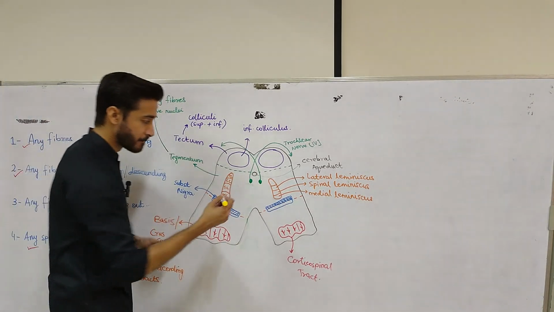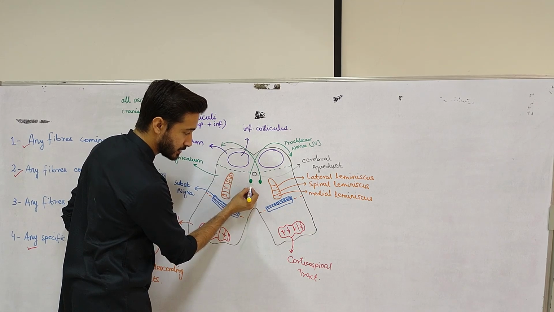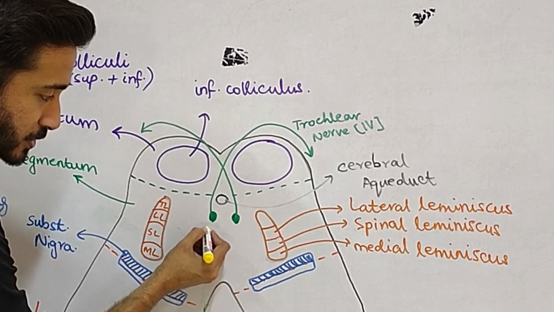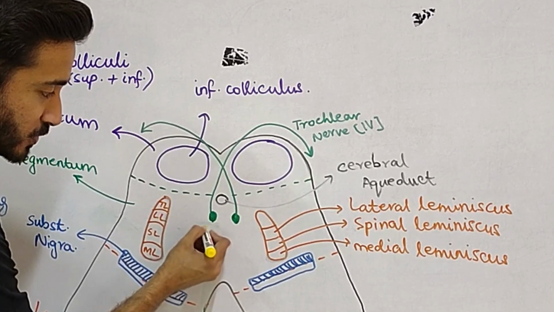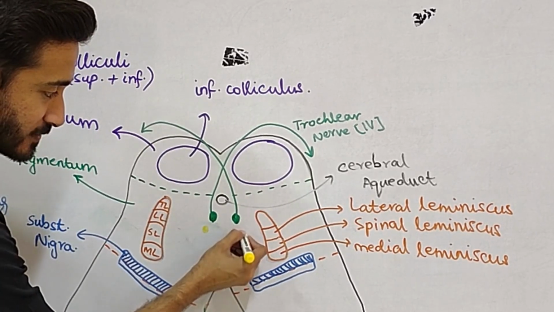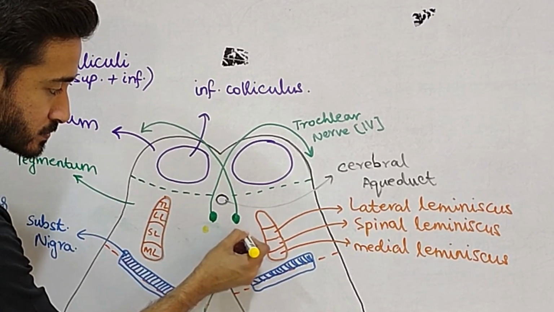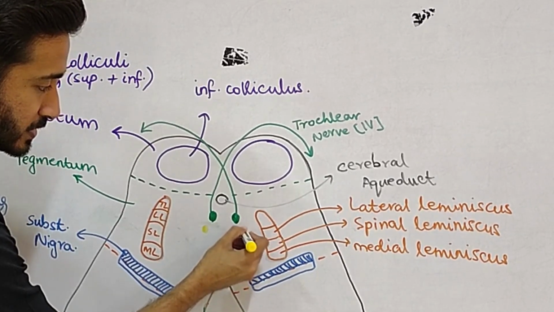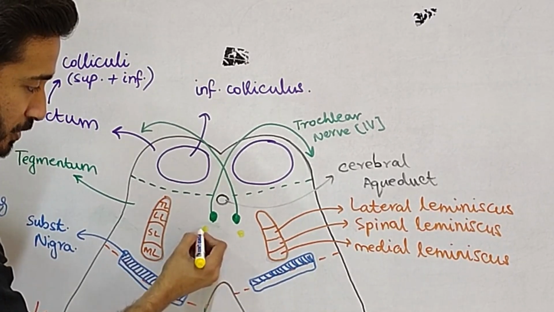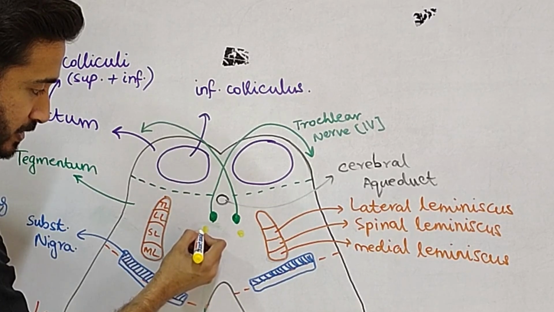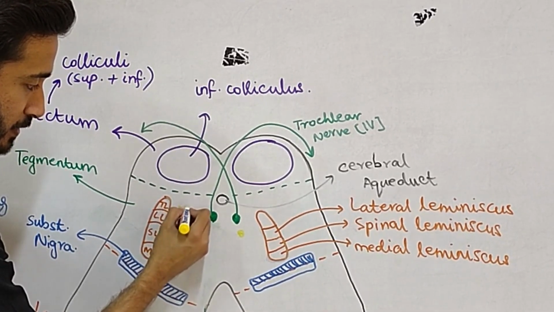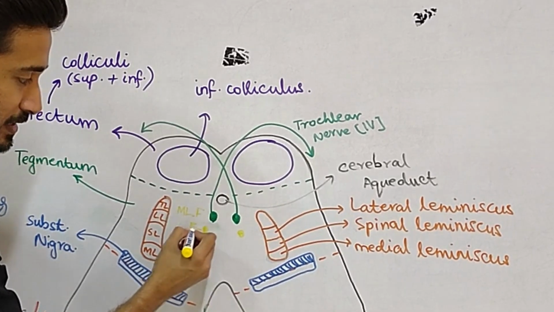Let's draw that with yellow. So some books say that it's anterior to this, some books say it's posterior to this, but you just need to show them that you have the knowledge that this is going to be present at this level. Right? So this yellow structure is going to be the medial longitudinal fasciculus. So let's label that as medial longitudinal fasciculus, MLF.